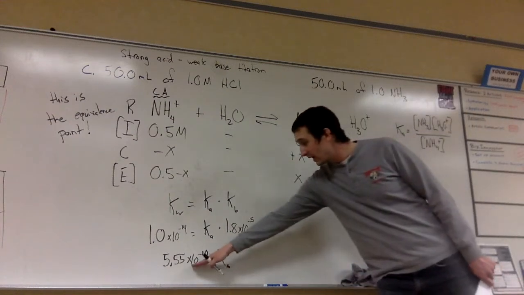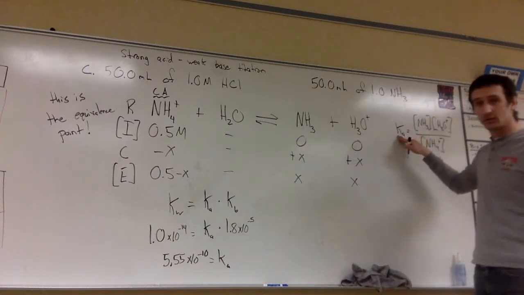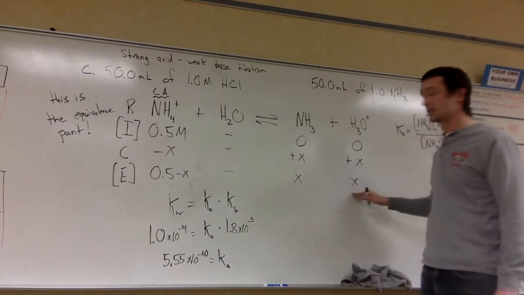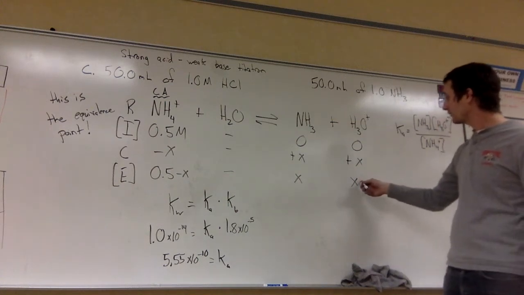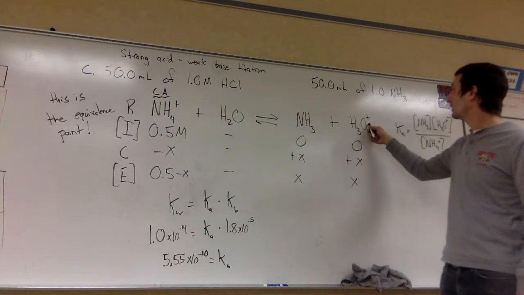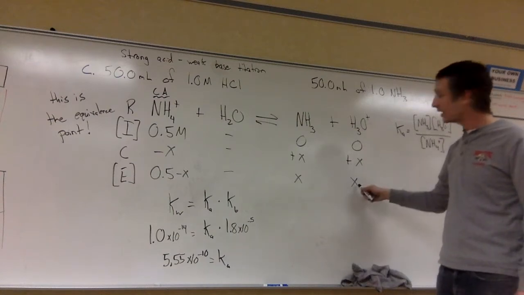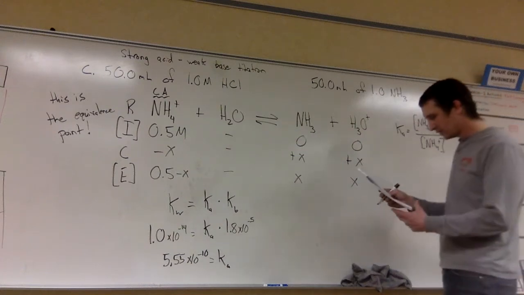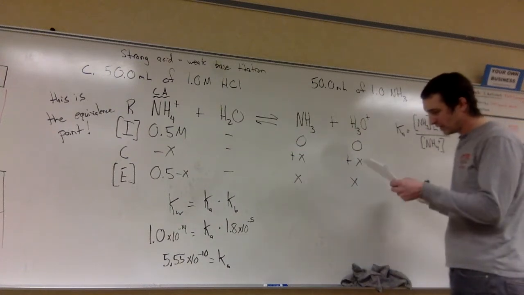And now if I know Ka, I can substitute into my expression, and I'll be able to solve for x. Once I've solved for x, I know the hydronium ion concentration. Well, that's going to be how I get pH. So I'll go ahead and substitute and then solve.